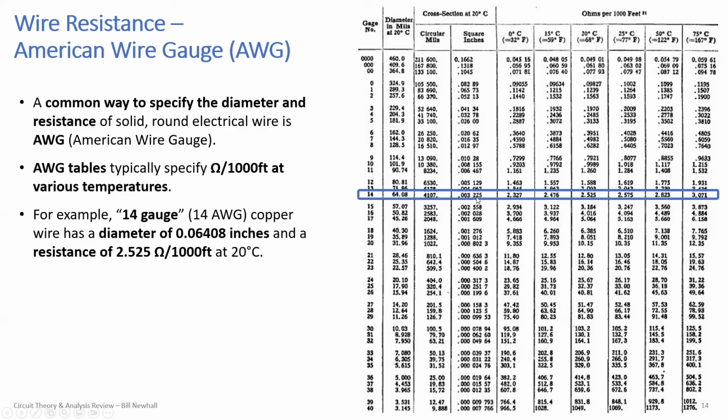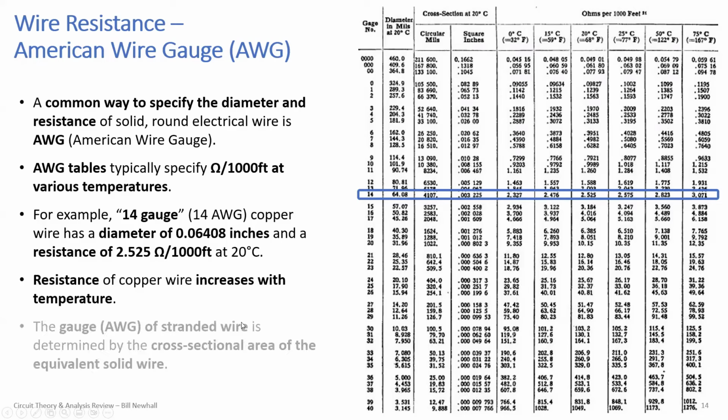And that's the area. And so at 20C, it's 2.5 ohms per 1,000 feet. Okay. So room temperature, that's what the resistance is. And resistance increases with temperature. Okay. So then this is for solid wire. For stranded wire, if you're using that, then the cross-sectional area is the equivalent area of a solid copper wire. So the stranded wire is going to be a larger diameter for the same resistance per 1,000 feet for the same gauge.